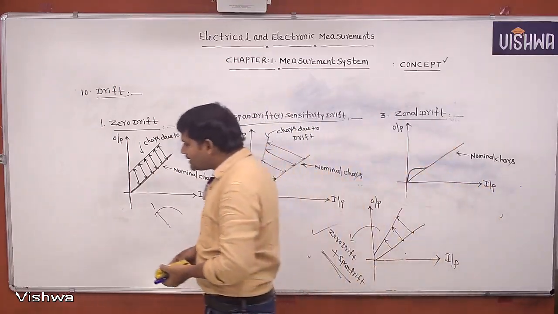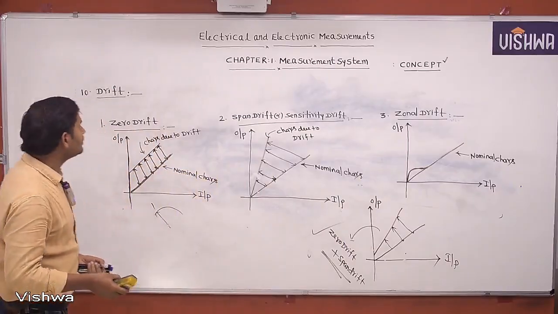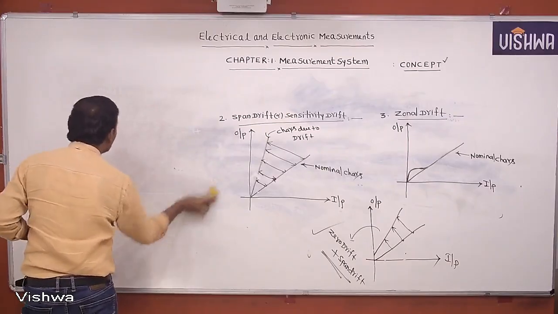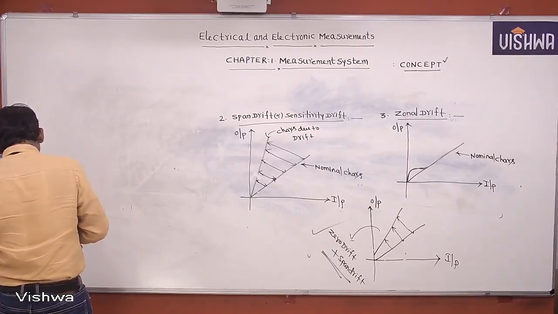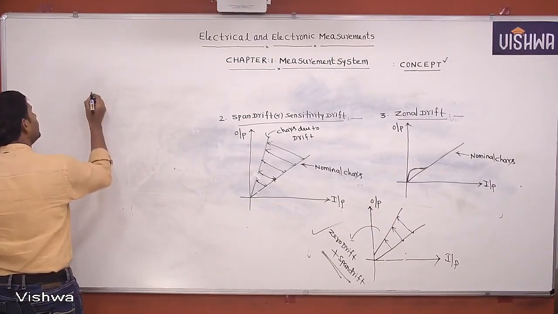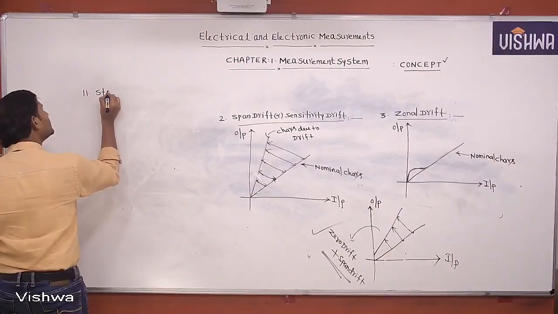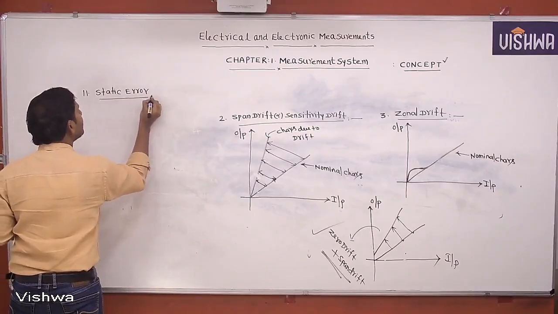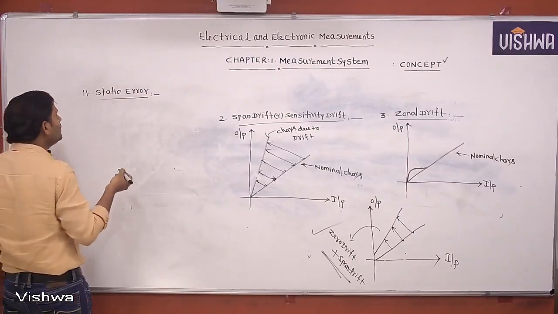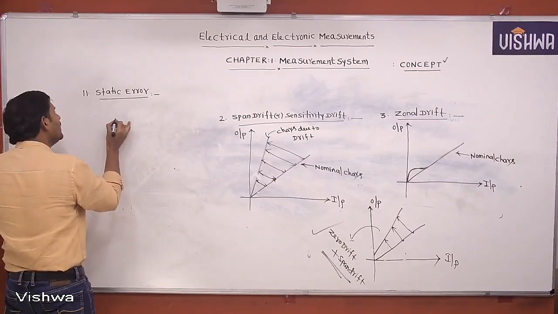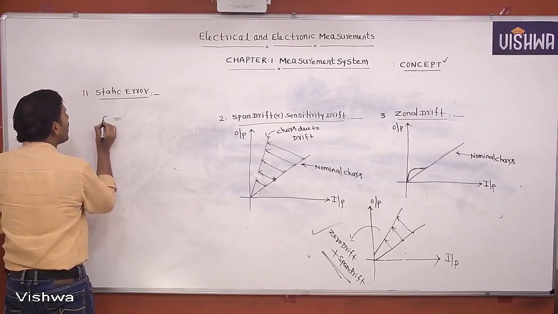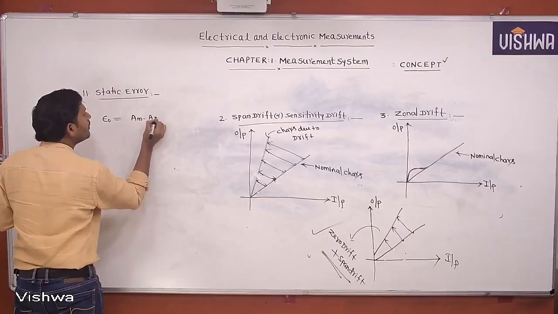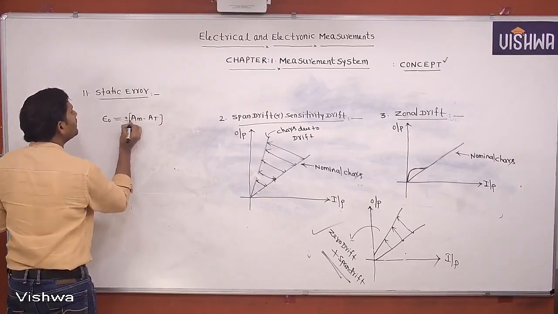Then one more undesirable static characteristic of an instrument is static error. In detail about this I will explain later on, but what does static error mean? It is error under static condition. It is defined as epsilon naught, static error epsilon naught equal to measured value minus true value. But error may be plus or minus, so it is taken like this.